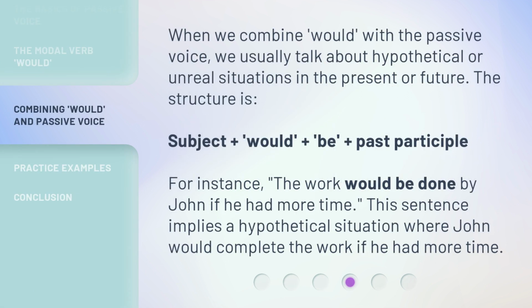When we combine would with the passive voice, we usually talk about hypothetical or unreal situations in the present or future. The structure is subject plus would plus be plus past participle. For instance, the work would be done by John if he had more time. This sentence implies a hypothetical situation where John would complete the work if he had more time.